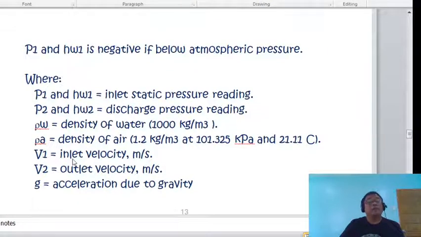Where, again, P sub 1 and H sub 1 are negative if below atmospheric pressure. P1 and its H1 are the static pressure reading. P sub 2 and its H2 are the discharge pressure reading. Then we have the density of water, density of air, inlet velocity, outlet velocity, and the gravitational acceleration.